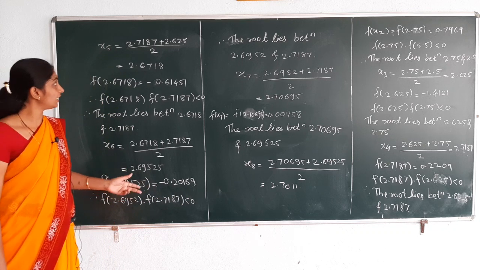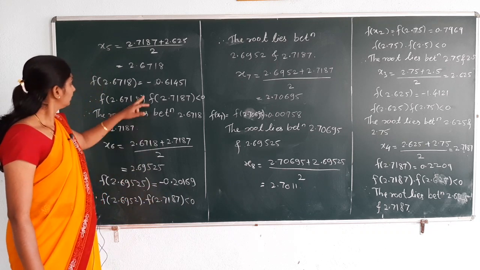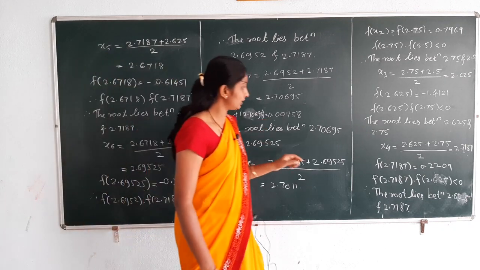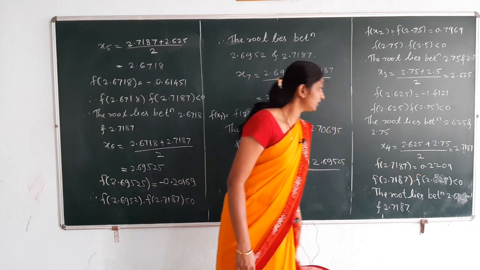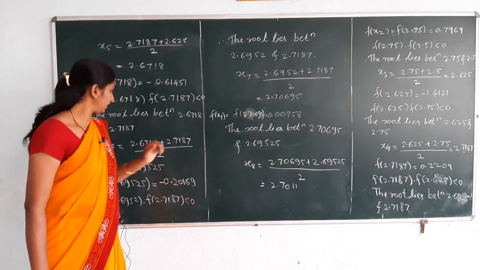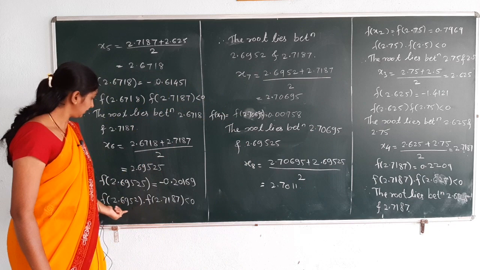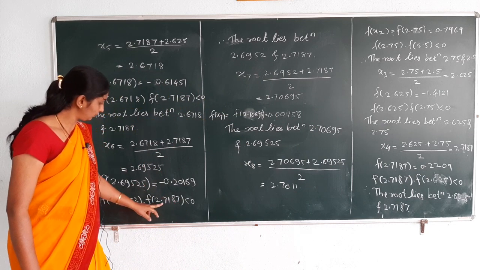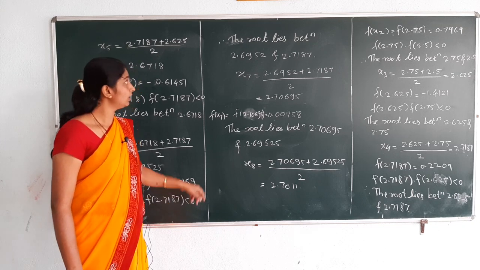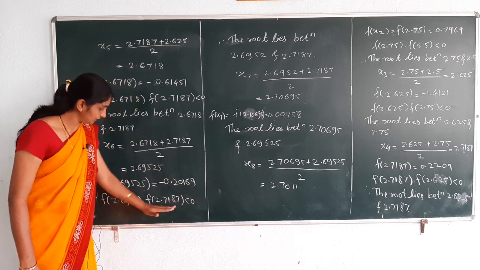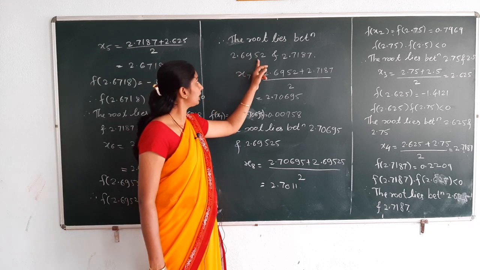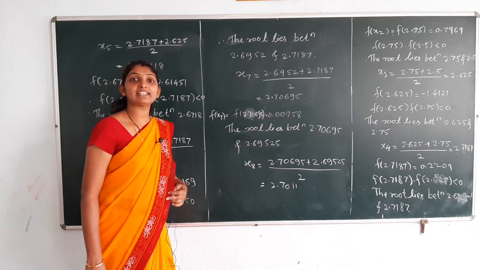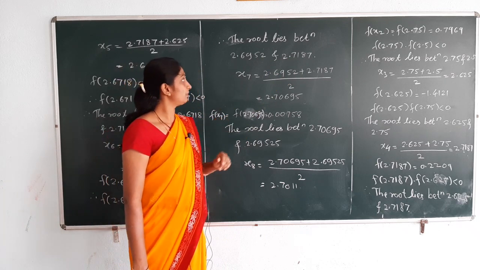Then another value we have positive, here f of x5 is negative, we get the positive value, that is f of x4, that is 0.2209. f of x4 into f of x6 is less than 0. Therefore, f of 2.6952 into f of 2.7187 is less than 0. Therefore, the root lies between this and this value, that is 2.6952 and 2.7187.